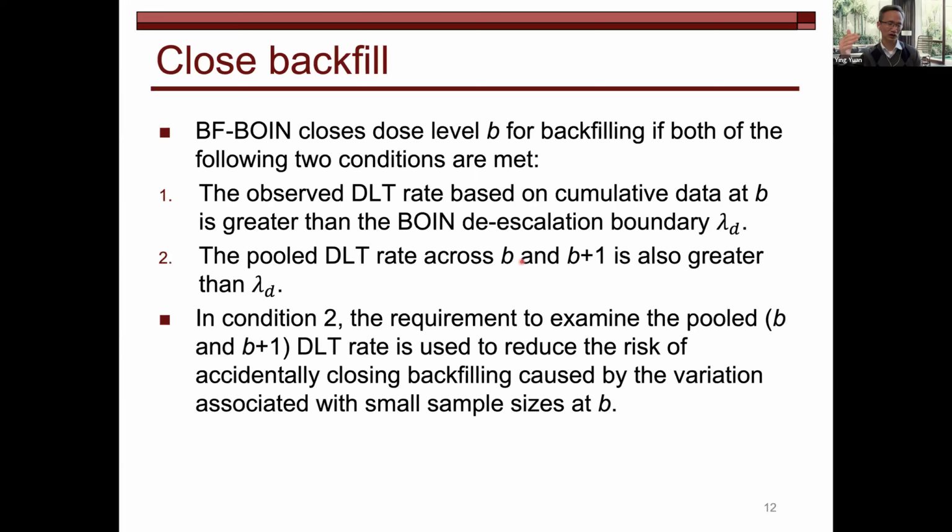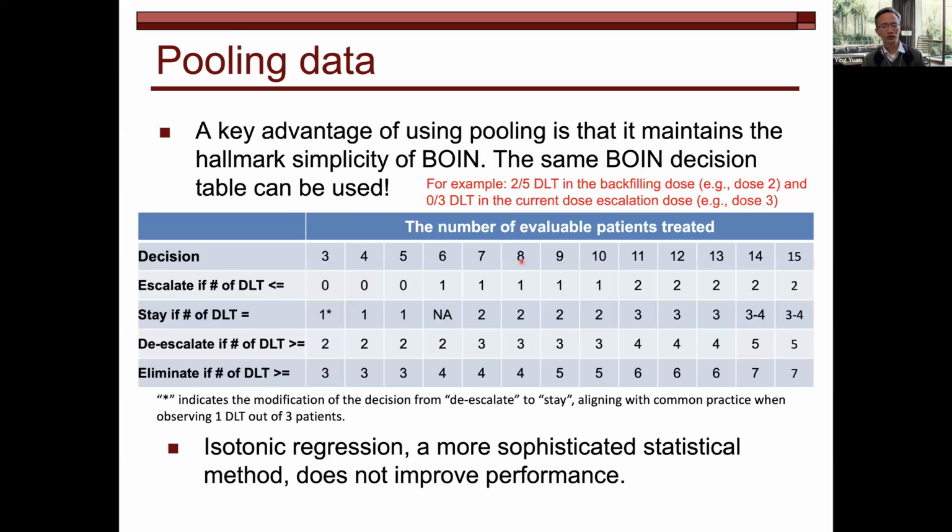It's not that the dose is actually toxic. And because at the higher dose we are still doing dose escalation, how can you make a more reliable estimate and decision? One way is to pool the data from the higher dose and the current backfill dose. When you pool the data, if it's still very toxic, greater than lambda D, then we have higher confidence that the data observed at the backfill dose indicate the dose actually is toxic. In this case, we should stop backfill. One nice thing about this pooling strategy is that it maintains the simplicity of the design.